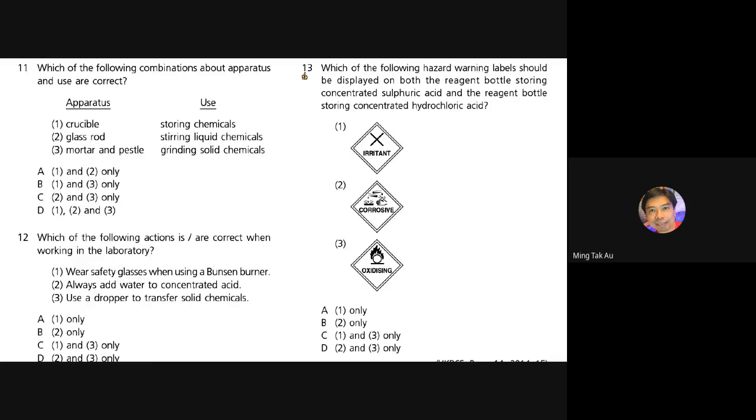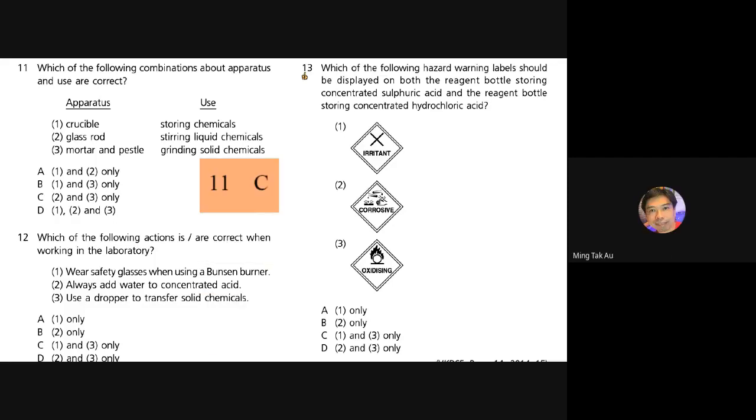Okay. Question 11. Which of following combination about apparatus and use are correct? So 11. Class number 14. Angel. Good morning, Mr. Au. Good morning. It should be C. Correct. Okay, thank you. 12.